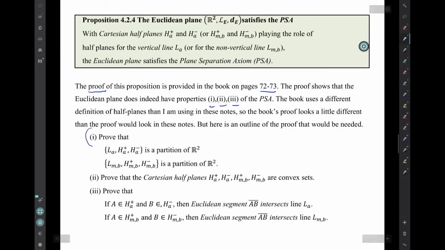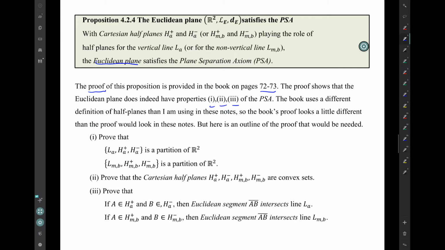We'd need to first of all prove that the Euclidean plane satisfies that plane separation axiom part I. That is, we'd need to show that this set, the vertical line and those two half-planes, is a partition of the set R2, the set of all points. And we'd also need to show that for non-vertical lines, the set consisting of that non-vertical line and those two associated half-planes is a partition of R2. All of that would be the proof that the Euclidean plane satisfies the plane separation axiom I.